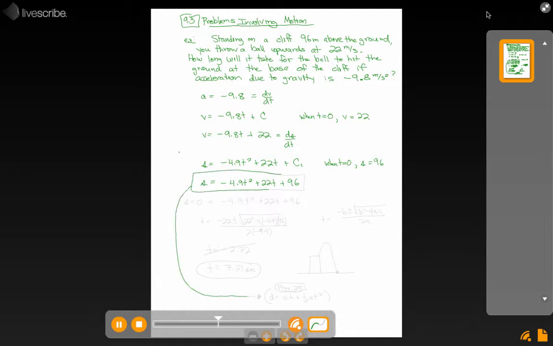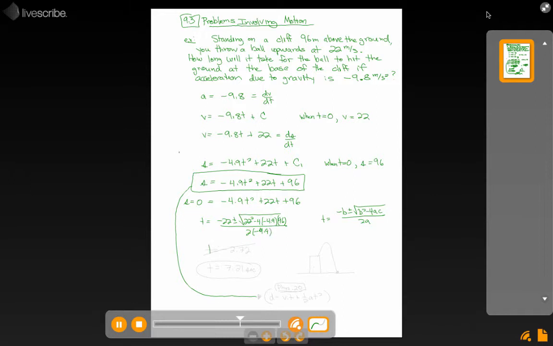This function is really where we were trying to get to, because now we can ask how long is it going to take for the ball to hit the ground? When does s equal 0? So we solve this little quadratic of negative 4.9t squared plus 22t plus 96. The quadratic formula says negative b plus or minus the square root of b squared minus 4ac, over 2a, and we crunch all these numbers to figure out what t equals. So we get t equals negative 22 plus or minus the square root of 22 squared minus 4 times negative 4.9 times 96, divided by 2 times negative 4.9.